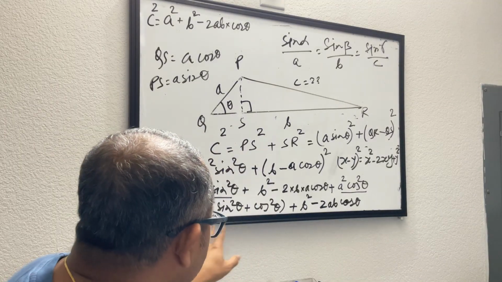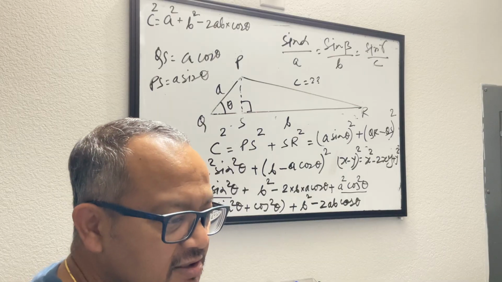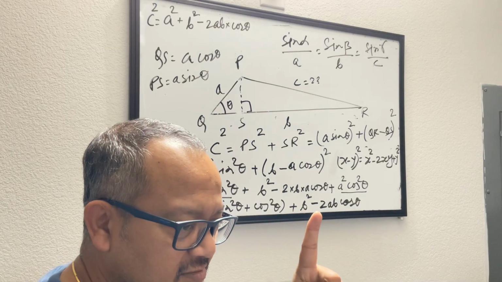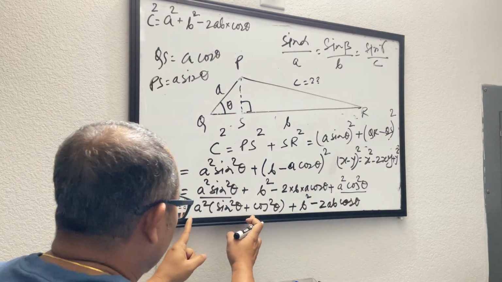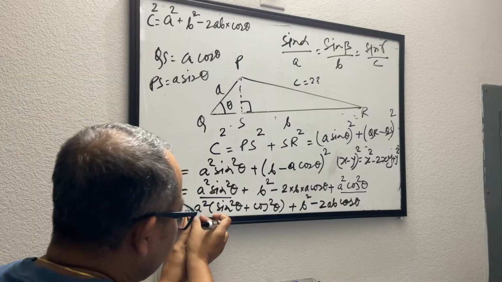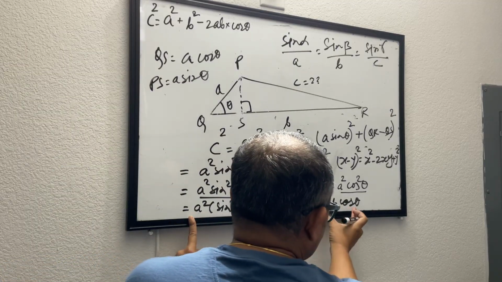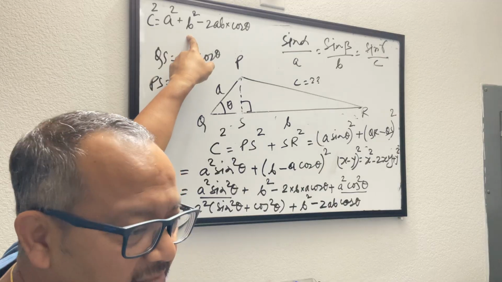Now, a square into sine square theta plus cos square theta. Sine square theta plus cos square theta is 1. So this became a square into 1, which is a square, plus b square minus 2ab cos theta. That's exactly what this law of cosine was saying.